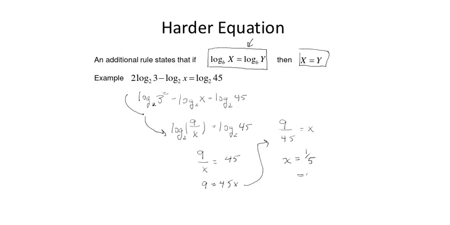Now you could write this as 0.2, right? That's the decimal equivalent of that. But here it is. That is the example of having a logarithm that is the same on both sides. So several different kinds of log equations right here. Pretty cool.